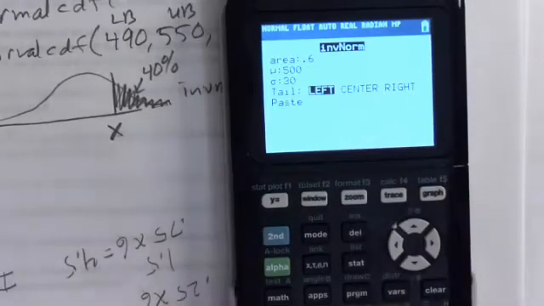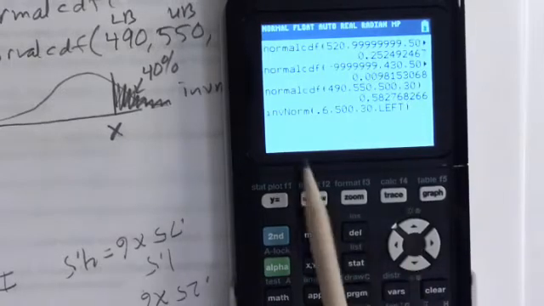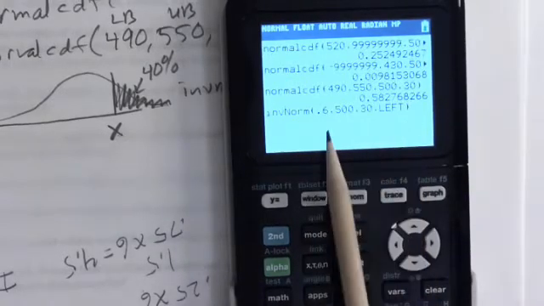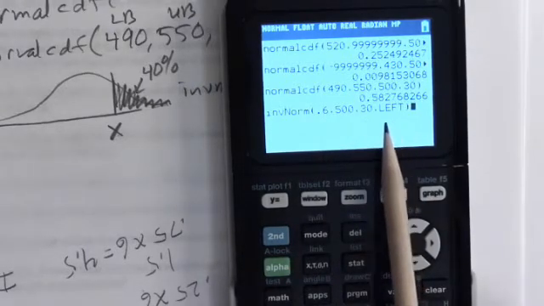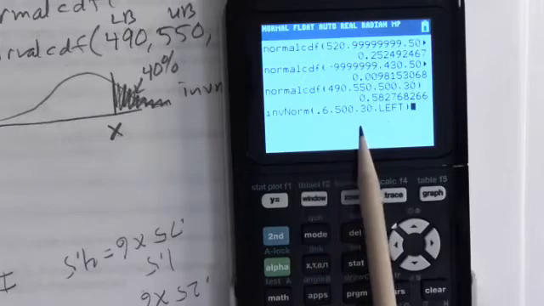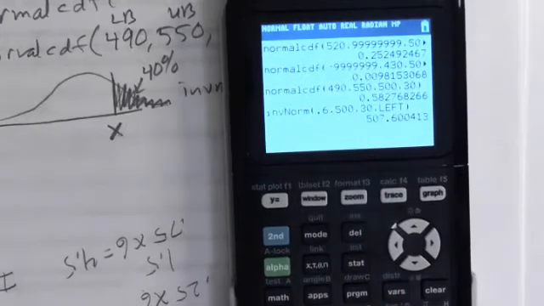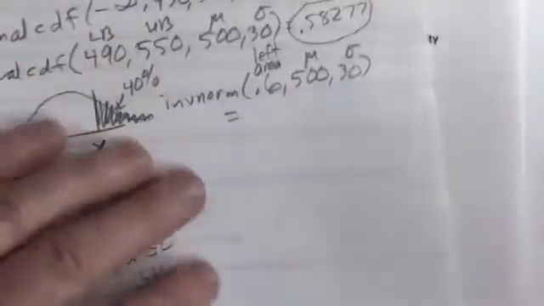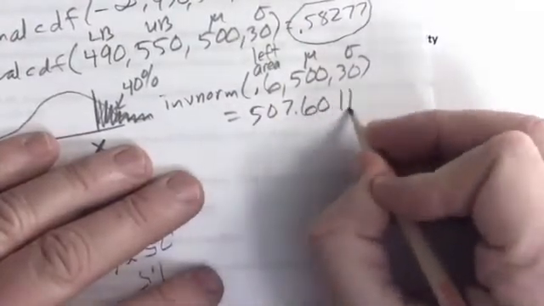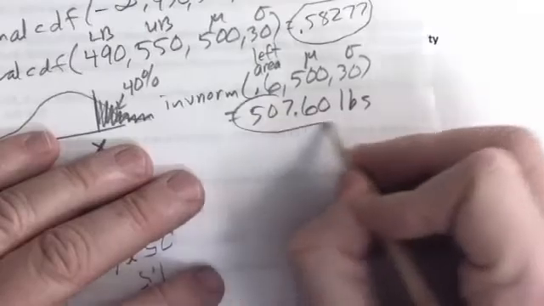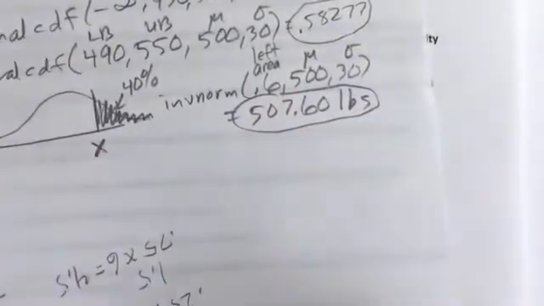If it doesn't have the option, it means it's always using left. And so we do that, and some calculators immediately take you to this screen, and you just enter those 3 numbers separated by commas. You don't have to enter left. You just enter 0.6, comma 500, comma 30, and hit enter. And so that's 507.60. So it's 507.60, and this is pounds. I like that. So that's how you do that.